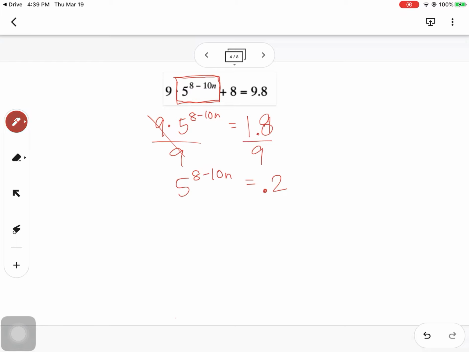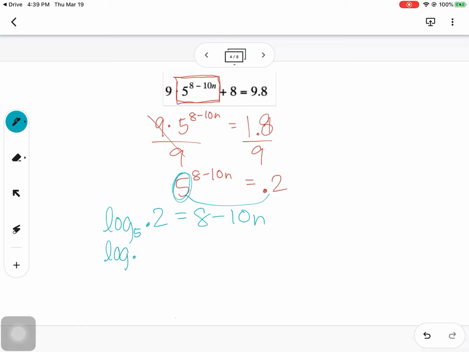As it's written, we can't rewrite these to have common bases. There is actually a way to do it if you think about it long enough, but that's not typically what this is meant to do. So what we did is we rewrote it in log form, and we said, okay, log base, whatever the base of your exponent is, so base 5, of 0.2 equals 8 minus 10n. And then we could solve this from here.